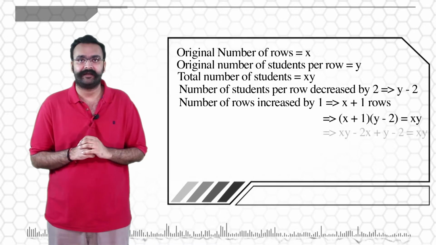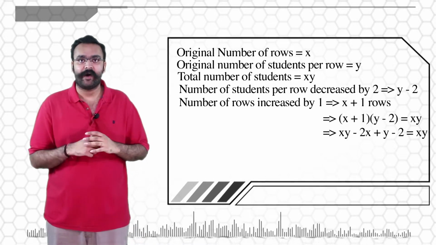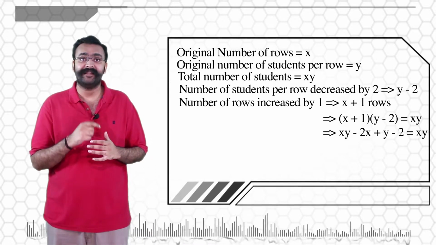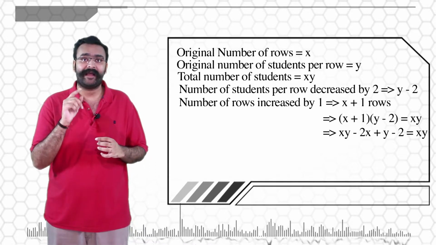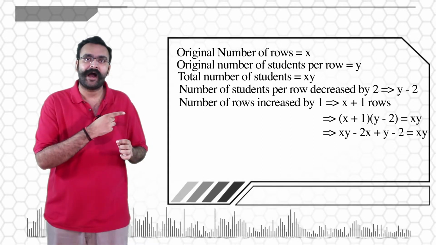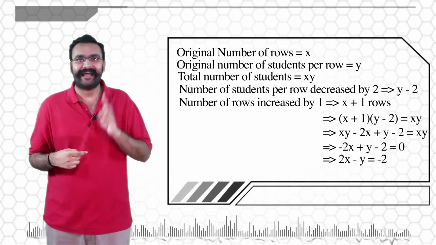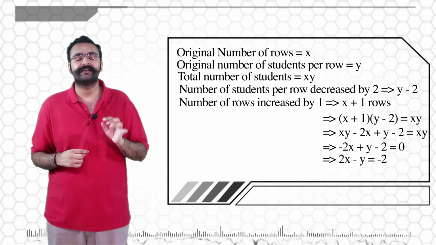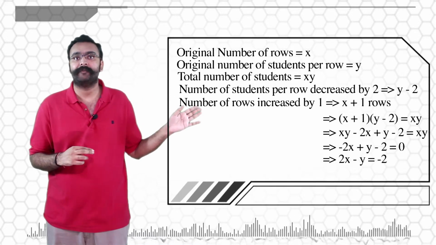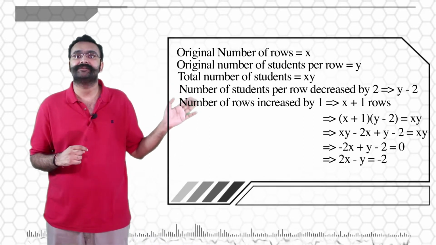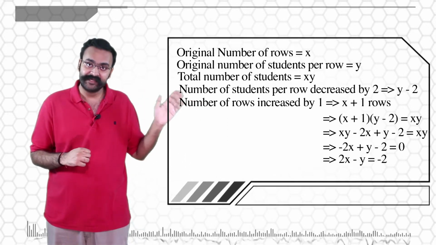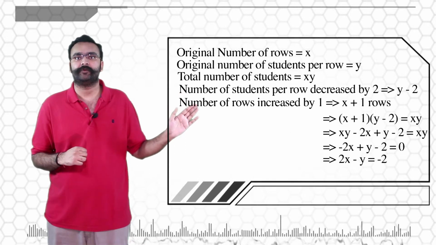As I open this bracket, I get xy minus 2x plus y minus 2 is equal to xy. And the key to see here is that xy and xy get cancelled, leaving us with a linear equation which you can manipulate however you want. I'm just going to leave it as y minus 2x minus 2 equal to 0. This is how you get your linear equation.